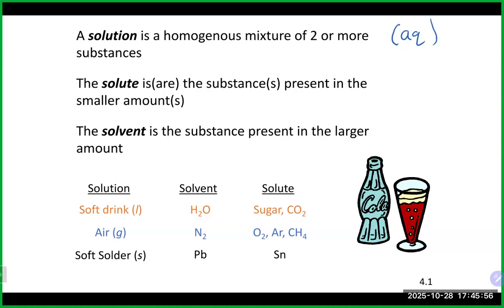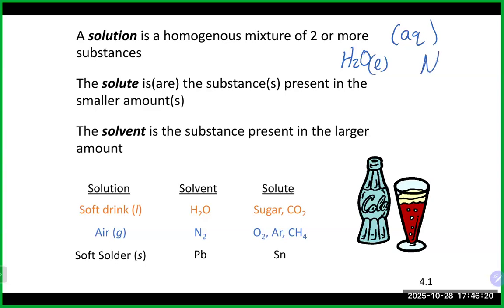And there are really two parts to a solution. There is the solute, which is the smaller part of the solution, typically the thing that's dissolved. And the larger part of the solution is the solvent. So for example, if you took water, which is a pure liquid, not aqueous, because it is a pure substance by itself, it is not a mixture.